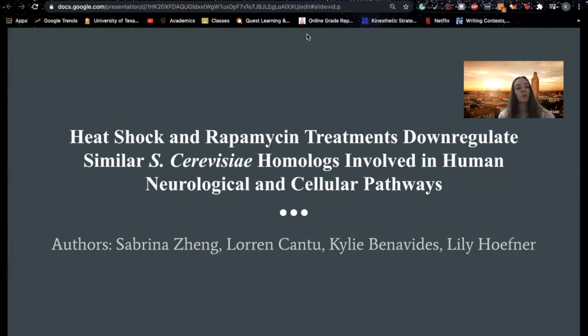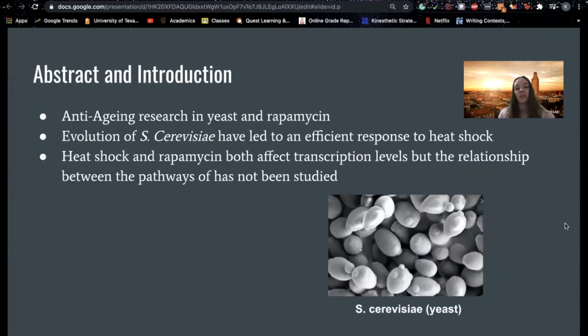Hello, our group is researching the effects of heat shock and rapamycin treatments on transcription levels in yeast. S. cerevisiae has a similar aging process as humans and therefore serves as a good model organism to test drugs speculated to reverse aging, such as rapamycin, a drug that affects protein levels that's currently being used to treat cancer.